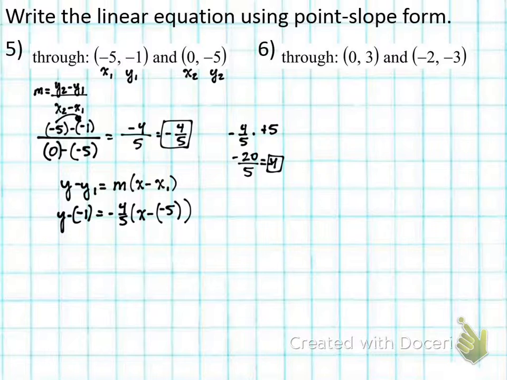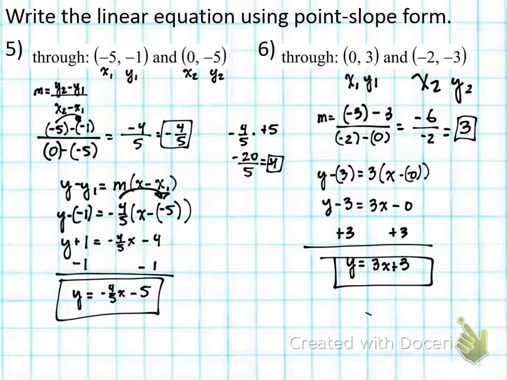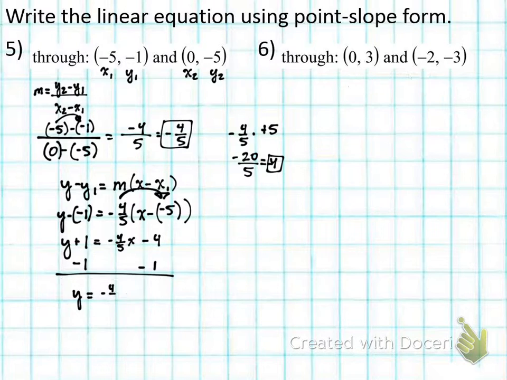We have y minus a -1. It's like saying y plus 1. What's -4/5 times x? -4/5 x, right? Now I got a question. What's -4/5 times, or before that, what's a -5 really equal to? Good. So what's -4/5 times +5? What was it? -4, right?